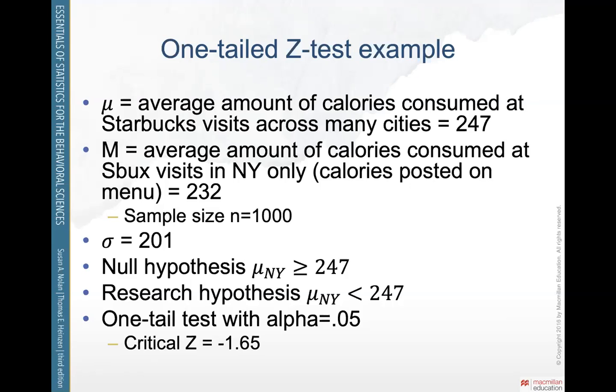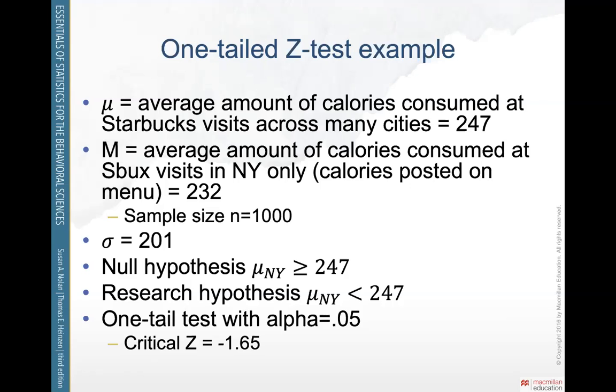But for our study, we're interested in a particular question. How many calories do people in New York consume when they go to a Starbucks? The reason this is a theoretically interesting question, at least according to the textbook, is that New York is the only city where a law requires that the calories for each item on the menu be posted on the menu. And so the question is, does knowing how many calories a food item has by looking at the menu influence the amount of calories that people end up eating at Starbucks?